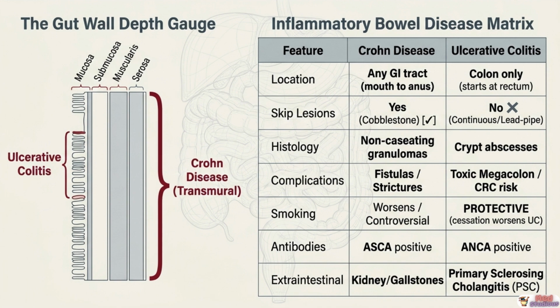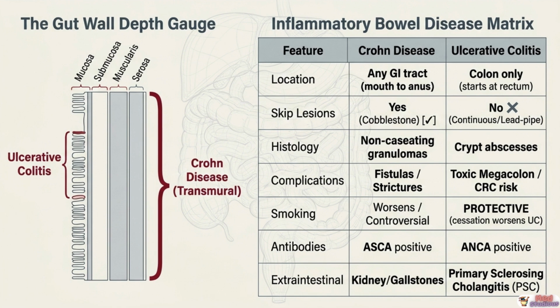Ulcerative colitis, in contrast, is continuous, starting at the rectum and extending proximally, confined strictly to mucosa and submucosa, with crypt abscesses on histology rather than granulomas. And because the disease stays superficial but continuous, toxic megacolon and a markedly elevated colorectal cancer risk are the feared complications instead of fistulas. Antibody testing helps separate the two. ASCA positivity favors Crohn, while p-ANCA positivity favors ulcerative colitis.